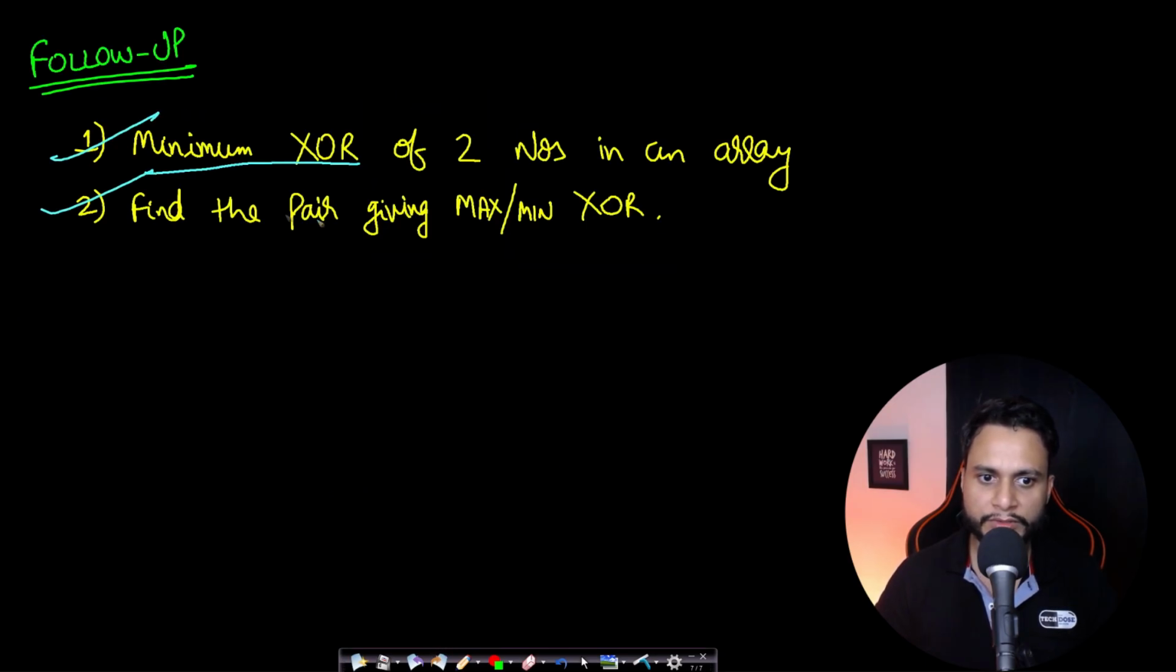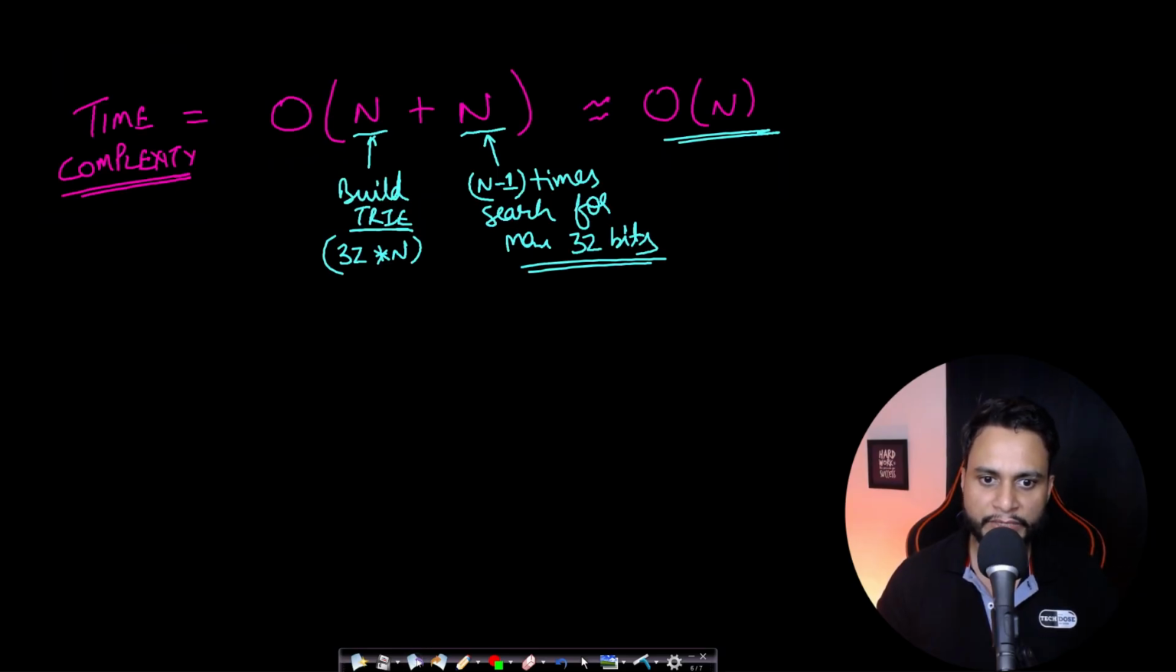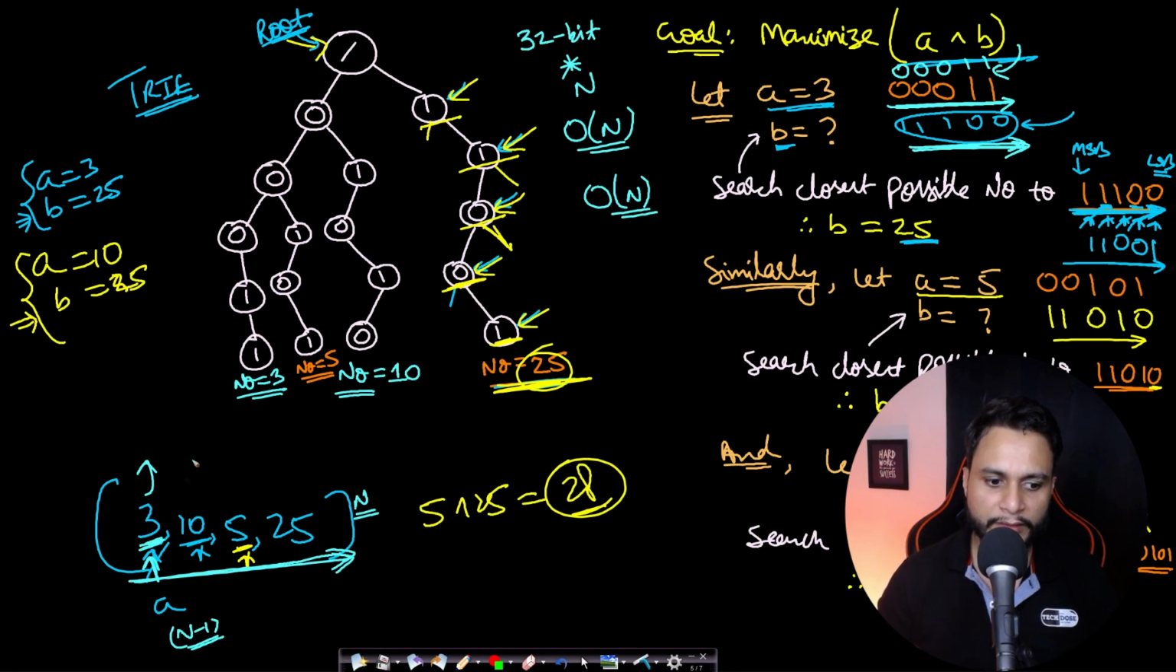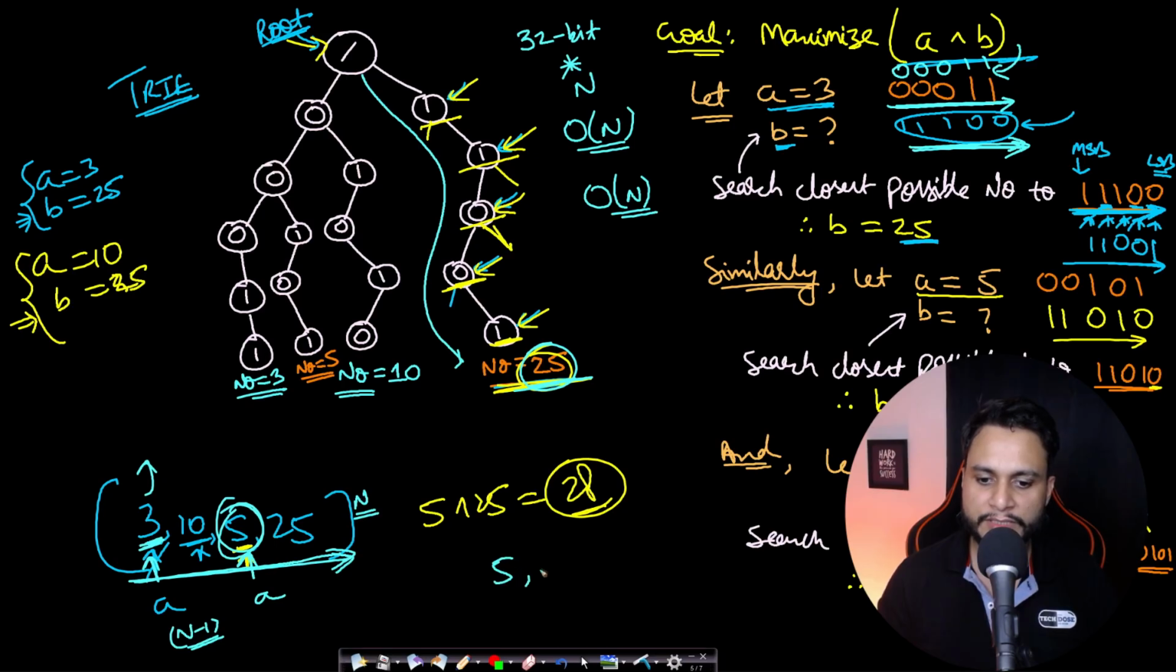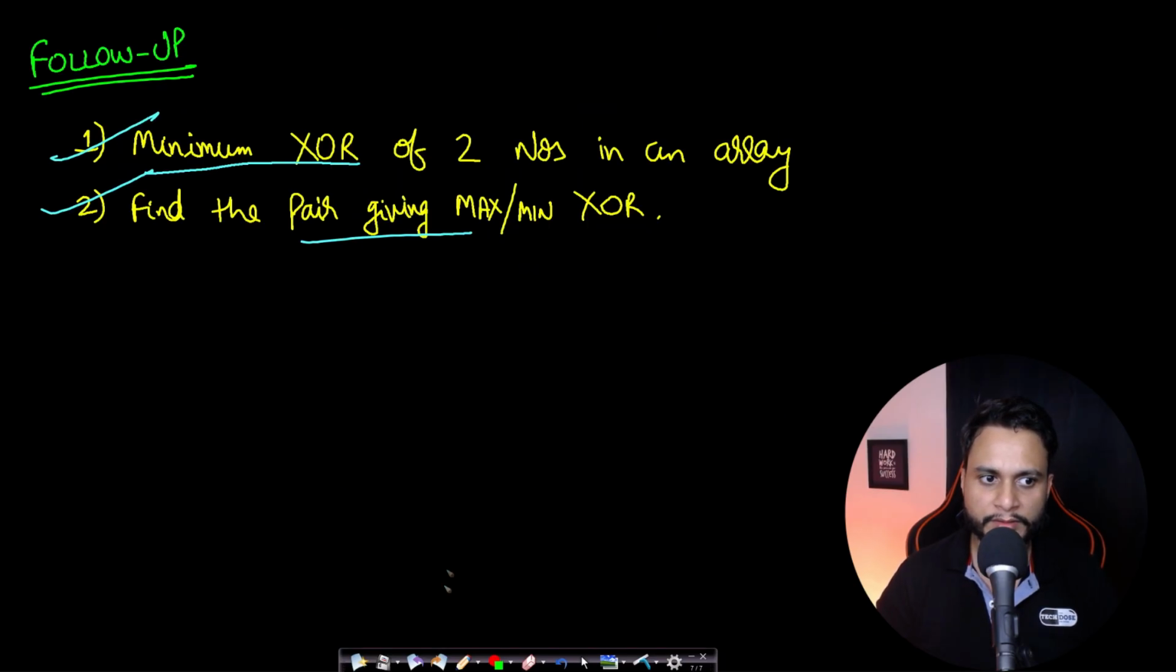And for finding out the pair which will actually maximize or minimize the XOR, we have already solved this in the trie. Like when you had fixed, let's say, A equals 5, then you will be searching B by traversing this trie. So whatever number you end up with, you had fixed A here as 5, and B will be found by trie traversal. So simply your pair will be A comma B, which is 5 comma 25. So the same piece of code can actually solve the second problem as well. So this is how you solve these two very important follow-up problems.